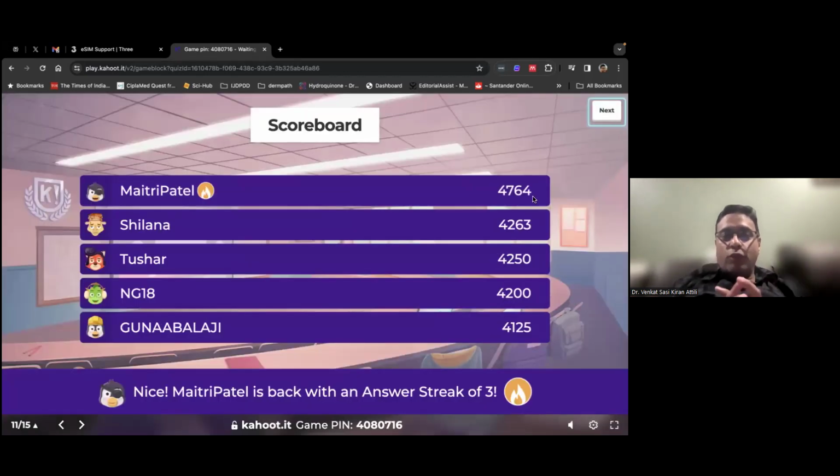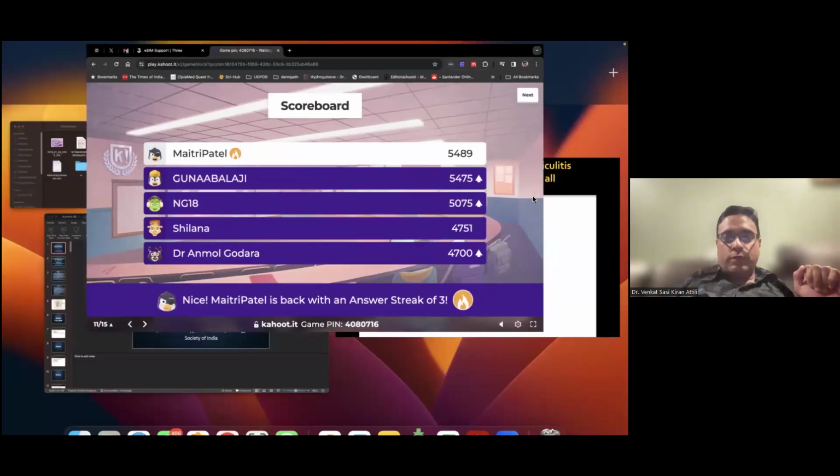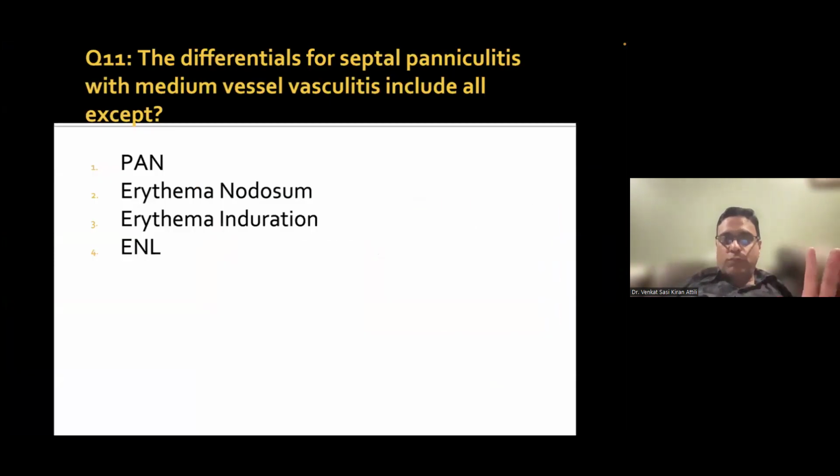Let's see how many of you have got the answer correct. So Maitri Patel is still leading, followed by Guna Balaji, NG18, Shilana, and Anmol Godara. Maitri Patel is back with the answer streak of 3. Well done. So yeah, sorry for the confusion, but I hope I've clarified it before you answered it.